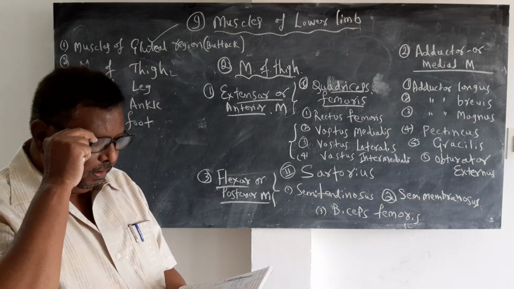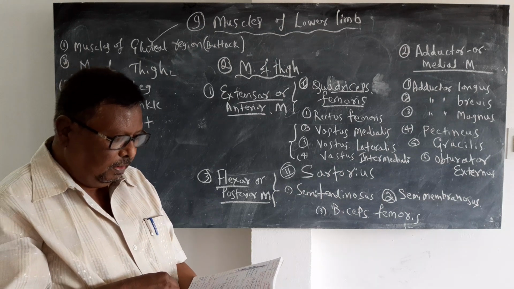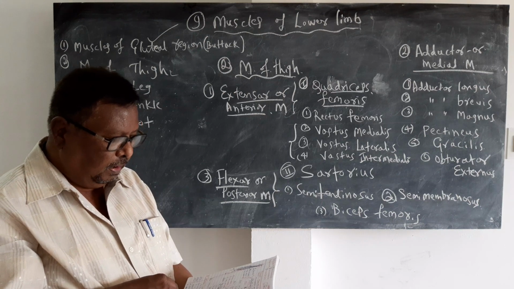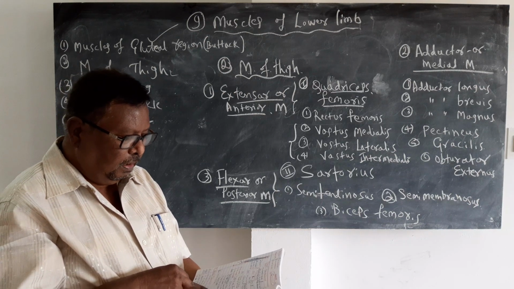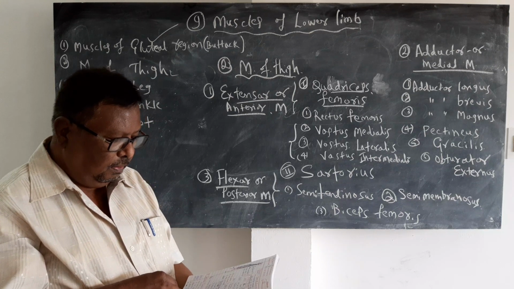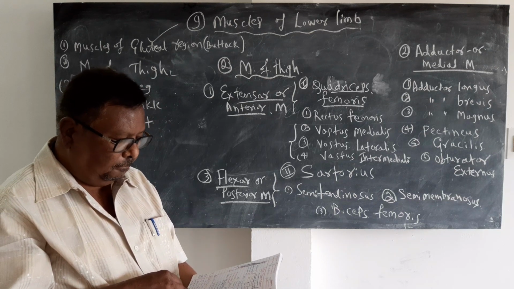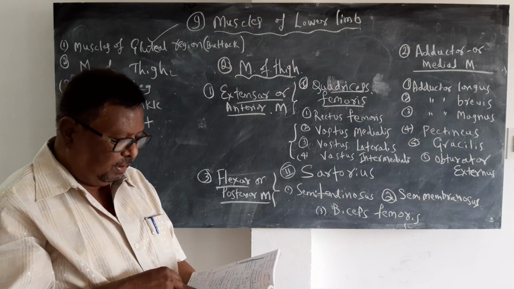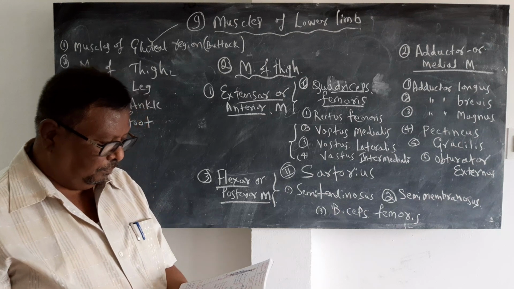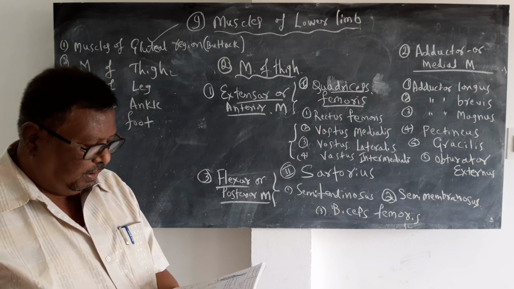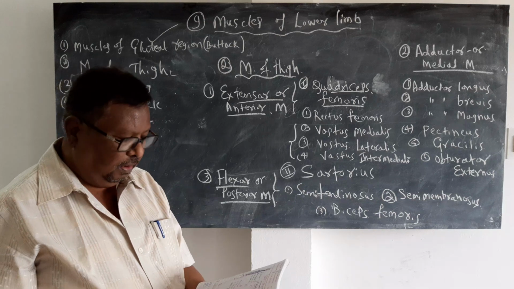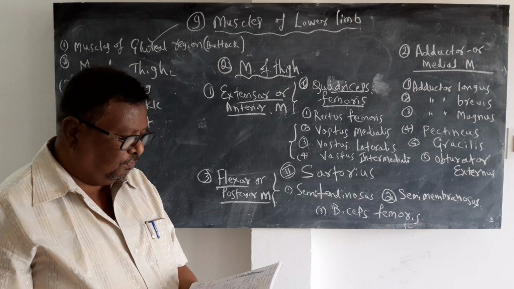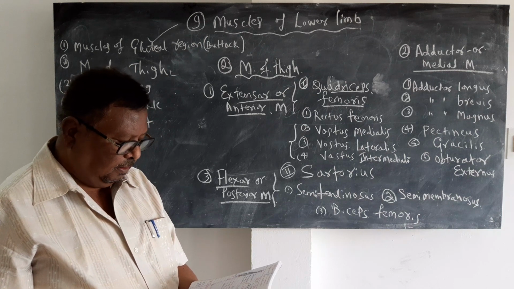The patella, the largest sesamoid bone in the body, develops in this tendon. The distal tendon of the patella is called the ligamentum patellae. Now coming to the action, it helps in the extension of the knee. The knee is extended by the action of these three vastus muscles.